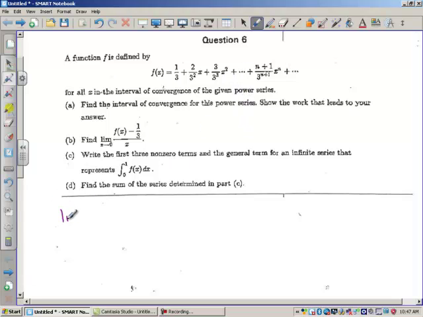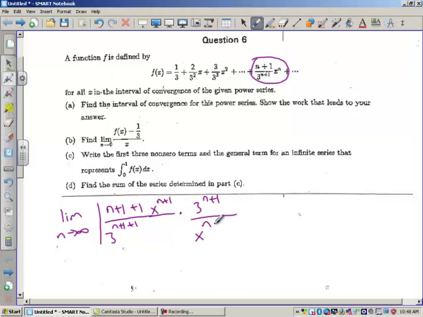Alright, so we have to do the limit as n approaches infinity of the absolute value of. We're going to take a look at this general term. This is what we use for our interval of convergence. There's our general term. We replace all of our n's with n plus 1. And then I'm going to leave the x up here, x to the n plus 1. And then we divide by the original, so we're just going to flip that thing over. So that's 3 to the n plus 1 over x to the n times n plus 1.